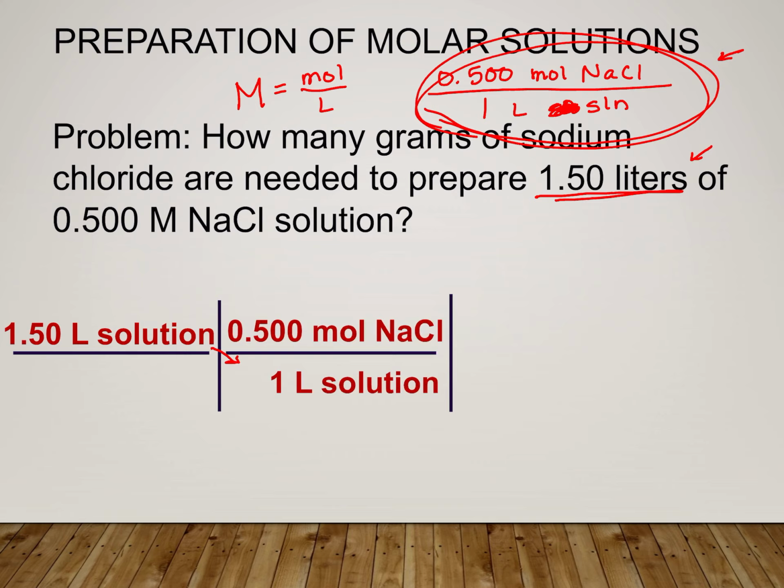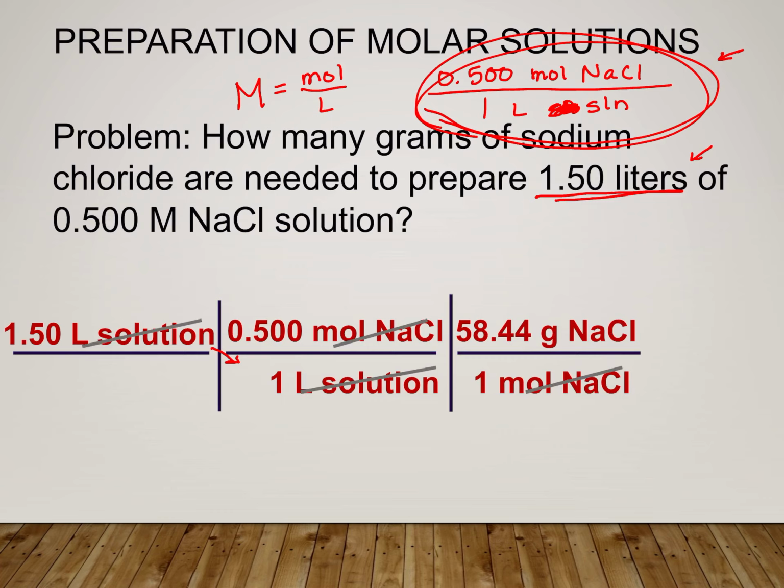So 1 liter of solution will go on the bottom, and 0.5 moles of sodium chloride will go on the top. Then we can use our molar mass of sodium chloride to convert this into grams. Make sure all your units cancel, right? Liters of solution cancels liters of solution. Moles of sodium chloride cancels moles of sodium chloride. We'll multiply the top, divide the bottom, and we will get 43.8 grams of sodium chloride.